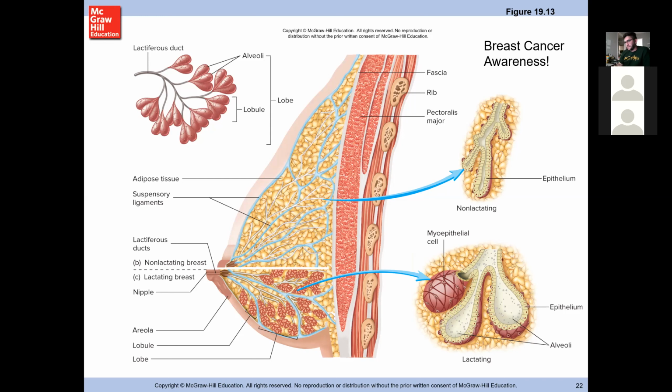Okay. Also notice how the breast tissue sits anterior to all of the muscular tissue of the chest cavity here as well. So the pectoralis major, pectoralis minor as well over here, and the intercostal muscles here too.